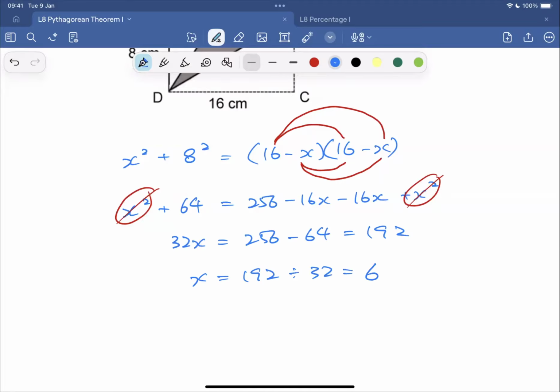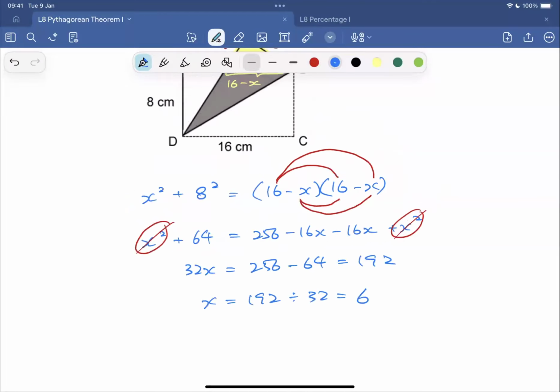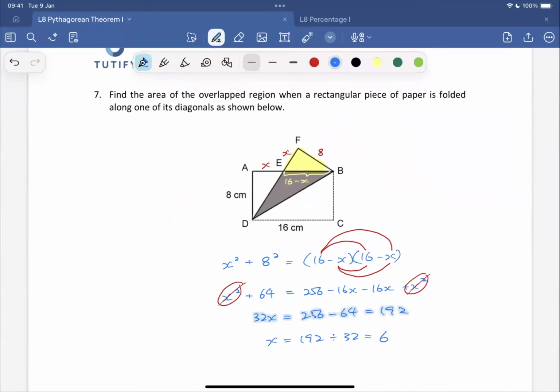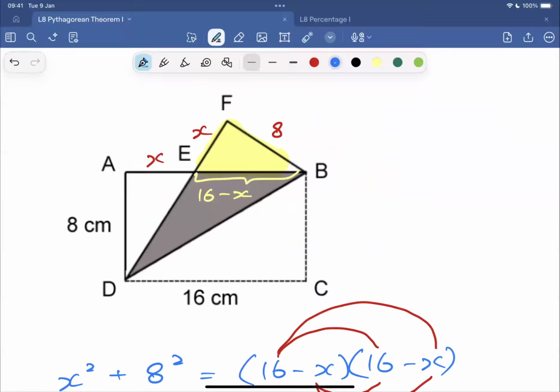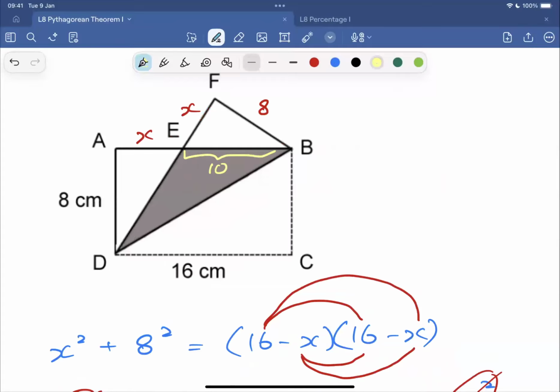Students, we have just found x. Any questions so far? We are using Pythagoras to find x. So, what is the question asking? Find the area of the overlapping part. That means find the shaded part, right? Since you know the value of x equals to 6, meaning that the length here must be 10.